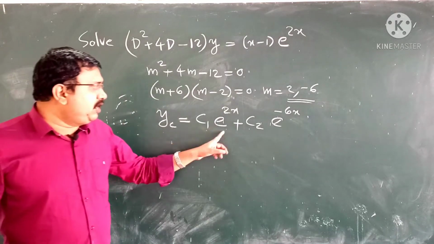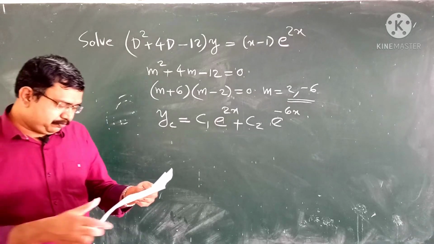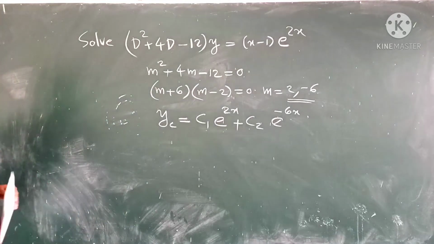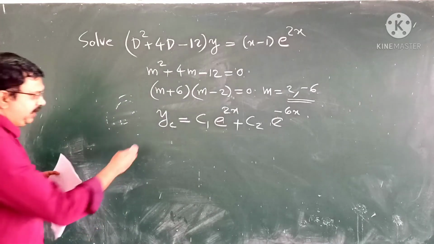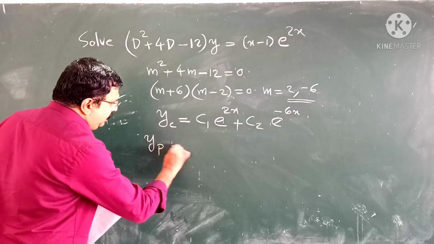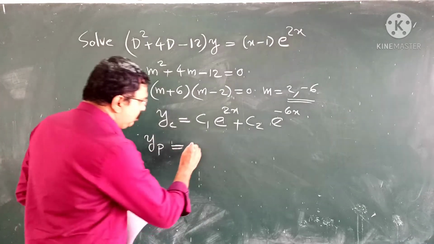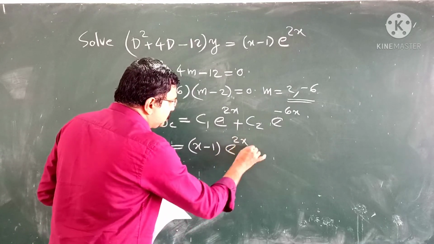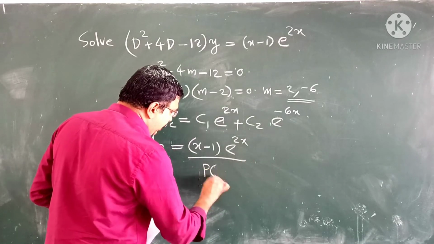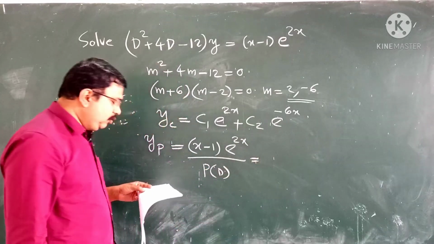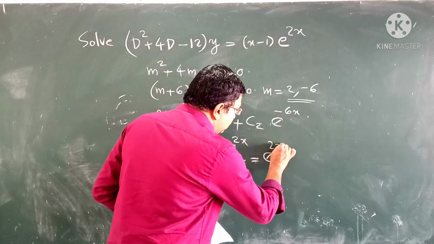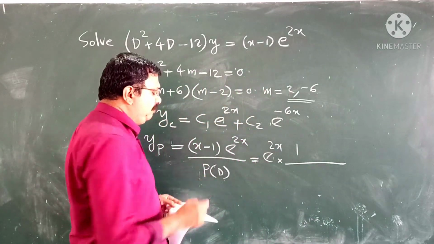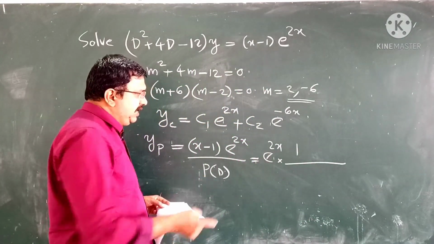Yc equal to c1 e raised to 2x plus c2 e raised to minus 6x. Then now we can find out yp, particular integral. Yp is equal to, our equation is (x minus 1) into e raised to 2x divided by f of D. That is equal to e raised to 2x into 1 by, what is f of D will become f of D plus a. Here a is 2.